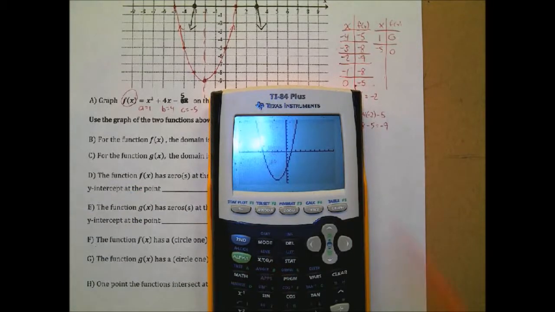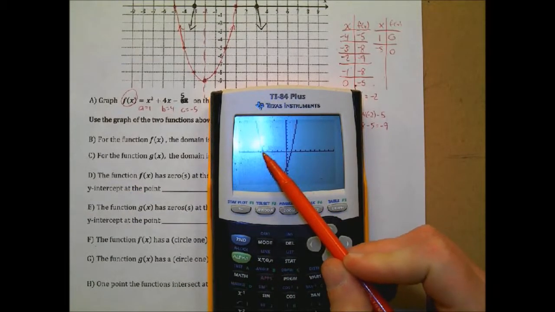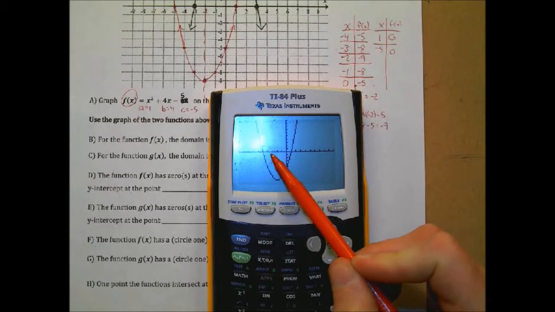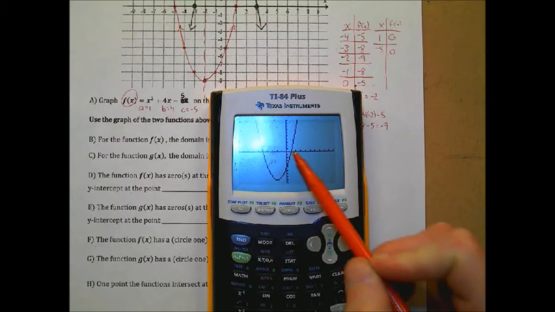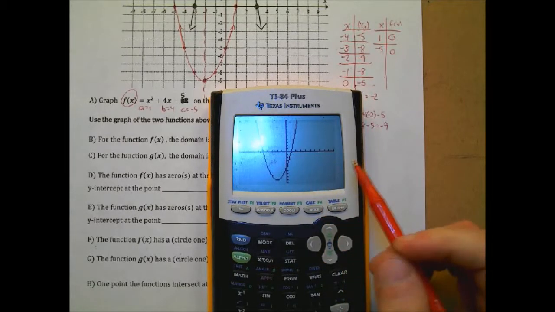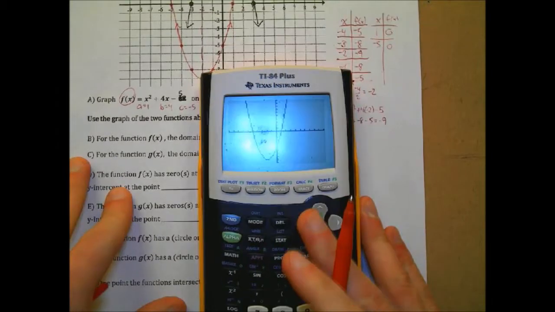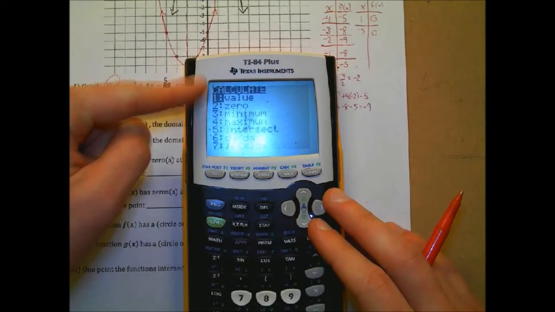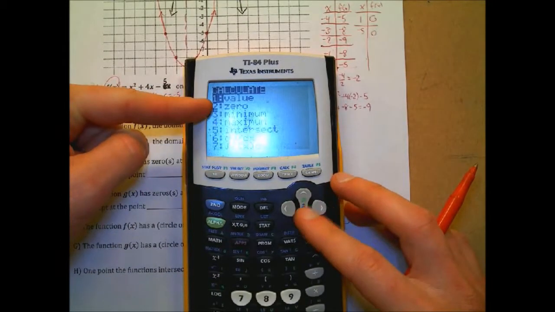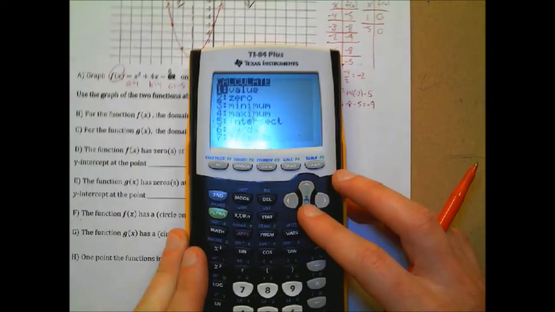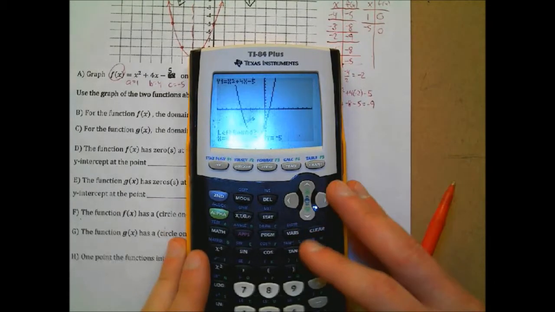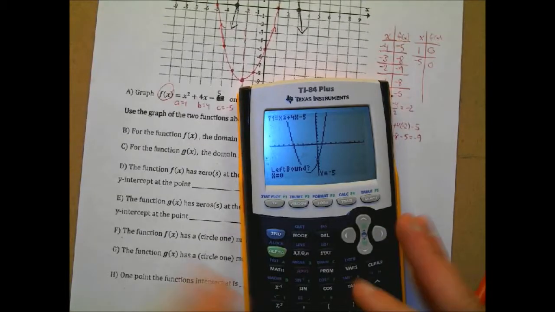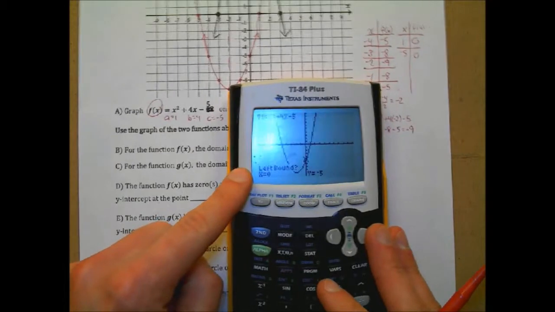Remember that you can also use the commands on your calculator to find the zeros. If you press second trace, you go to the calculate menu, and look, there's a command for 0. I'm going to use this. Go down to 0, hit enter. Go to the left of your 0, hit enter. Now it says go to the right, hit enter, and then for the guess, go in close to the 0 there, and hit enter.